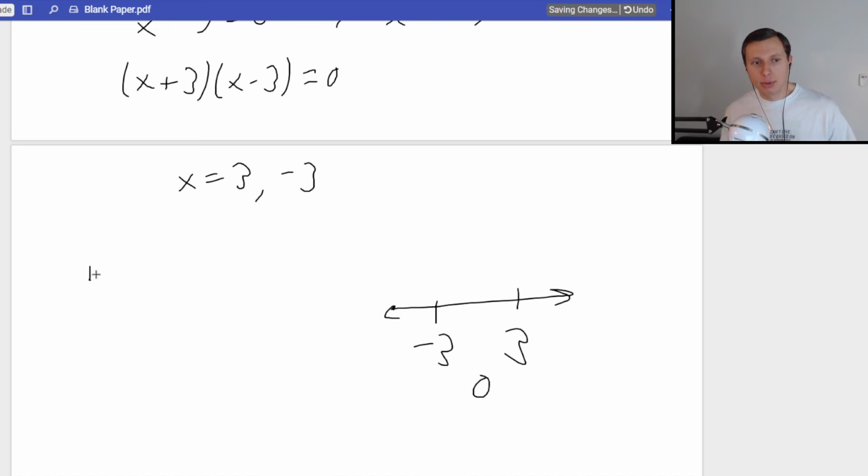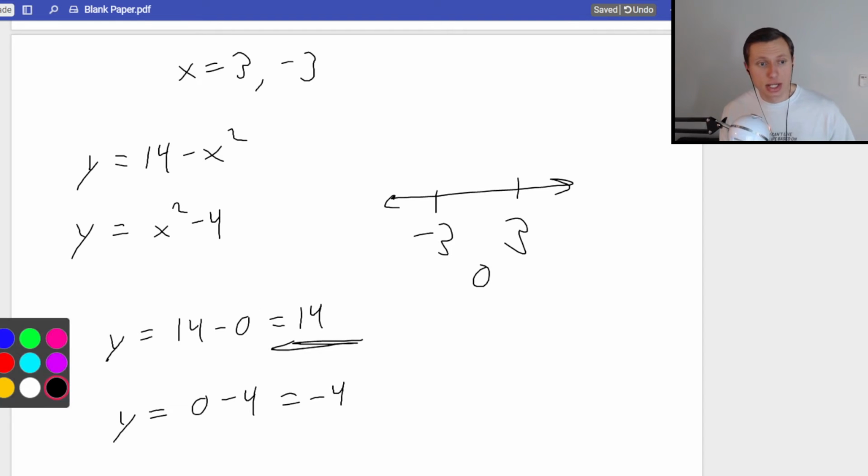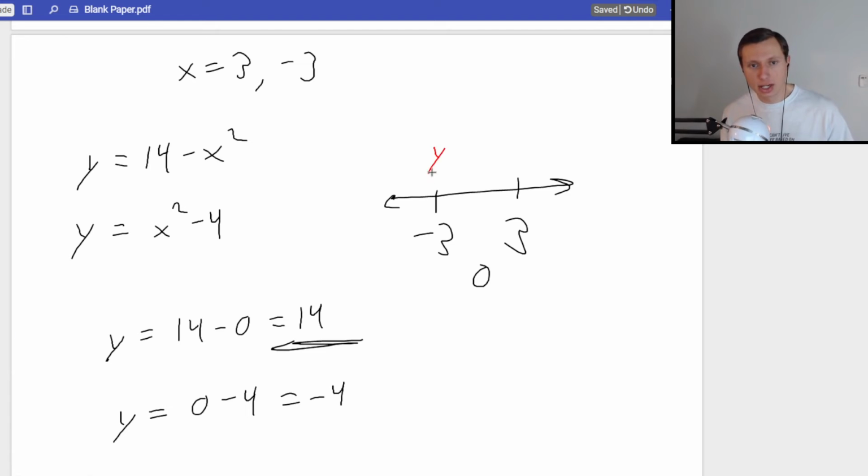And you're going to plug it into both functions, y equals 14 minus x squared and y equals x squared minus 4. We plug in 0 into both. What would we get? You get y equals 14 minus 0, so 14. For the other one, you get y equals 0 minus 4, so negative 4. Obviously, 14 is higher in this case, so the top function again is going to be y equals 14 minus x squared. That's the first function in my integral, 14 minus x squared. Any questions?